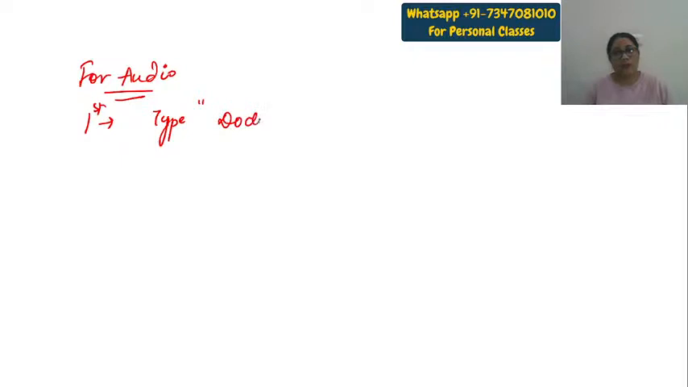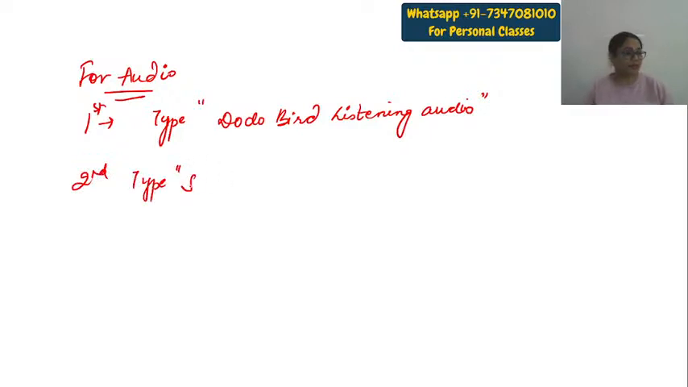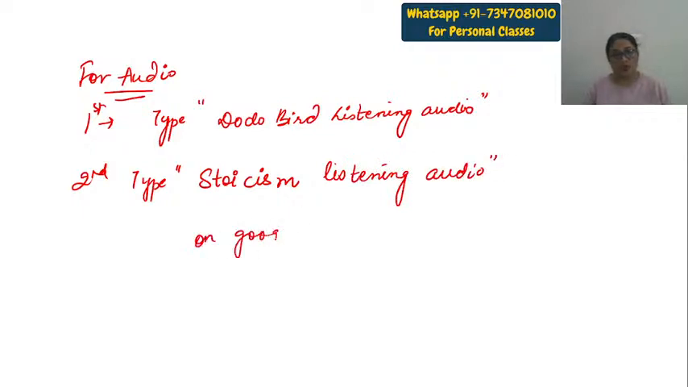So for audio, you can write, if you want to go for the audio of this, for the first one, you need to type dodo bird listening audio, and for the second one, you need to type stoicism listening audio on. If you're going to type on Google or YouTube, you can get your audio easily and you can practice it again, right?